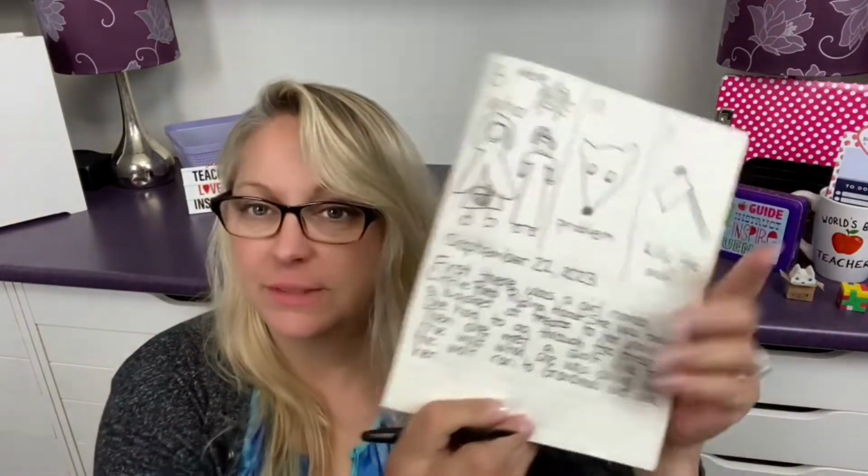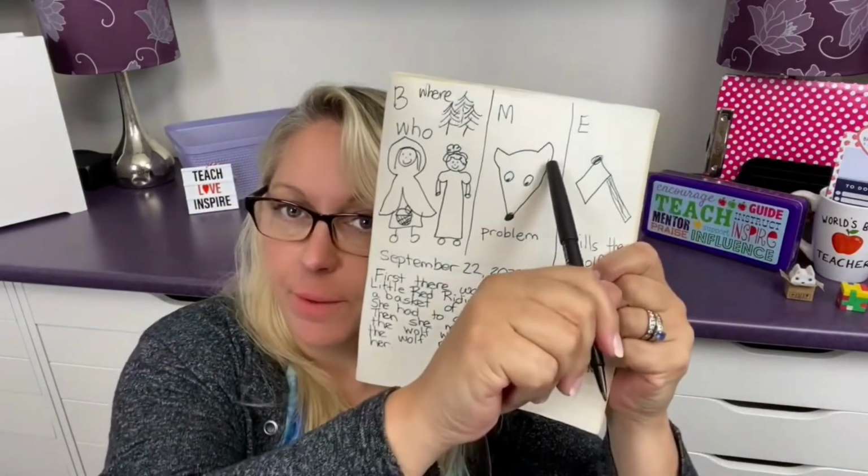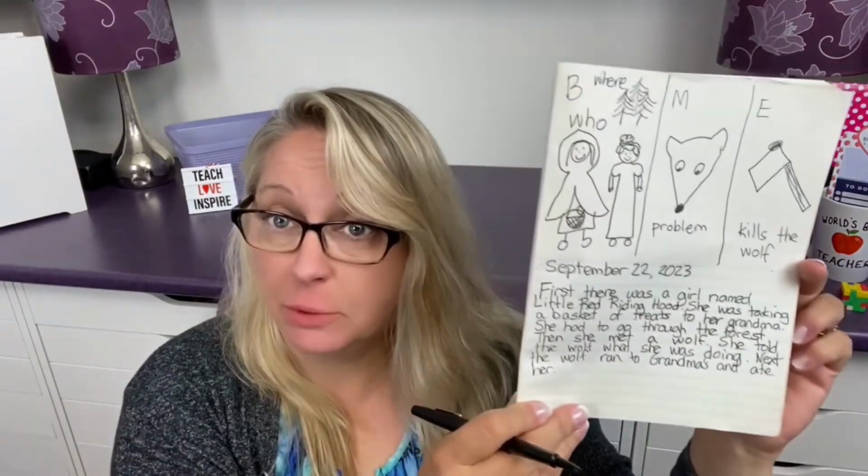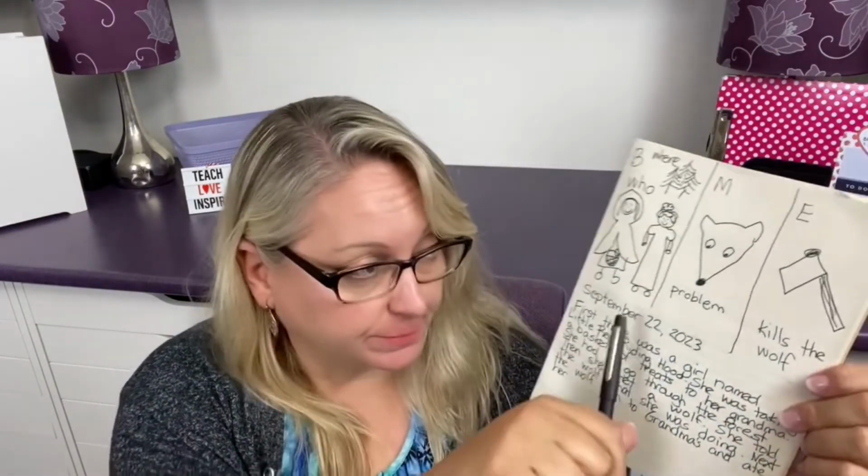Now we're going to write about the problem. Okay, so now I've written about the middle, which is the problem. And I used a transition word, I used then. Then she met a wolf. She told the wolf what she was doing. Next, the wolf ran to grandma's and ate her. Oh no, that is a problem. So here we go, all about the problem.